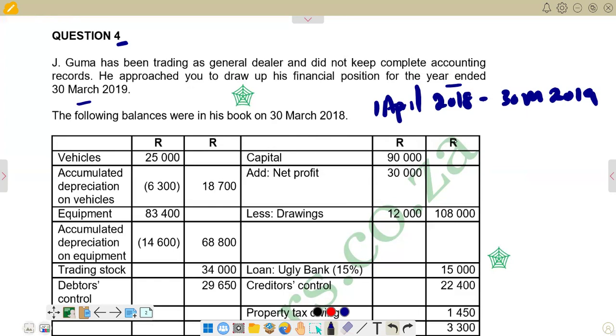So let's just take note of this. It is very important for you to take down the financial year because of the calculations, especially for depreciation and any other calculation that needs you to make a proportionate calculation according to the number of months applicable. So this is what we have.